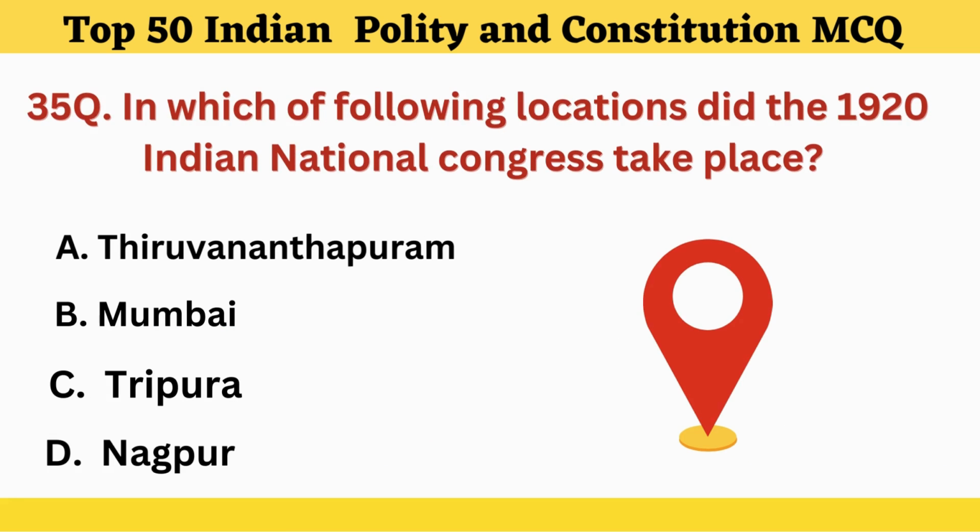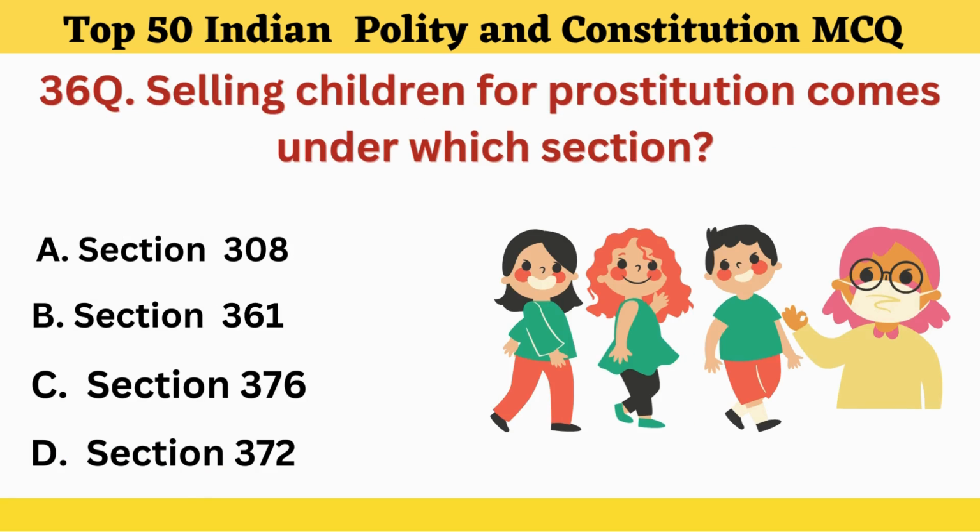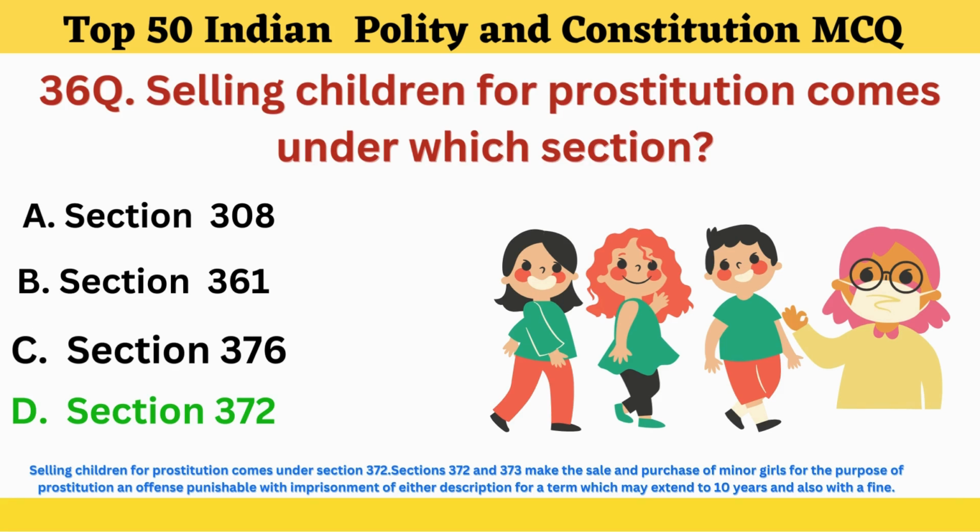In which of the following locations did the 1920 Indian National Congress session take place? The correct answer is option D, Nagpur. Selling children for prostitution comes under which section? The correct answer is option D, section 372.